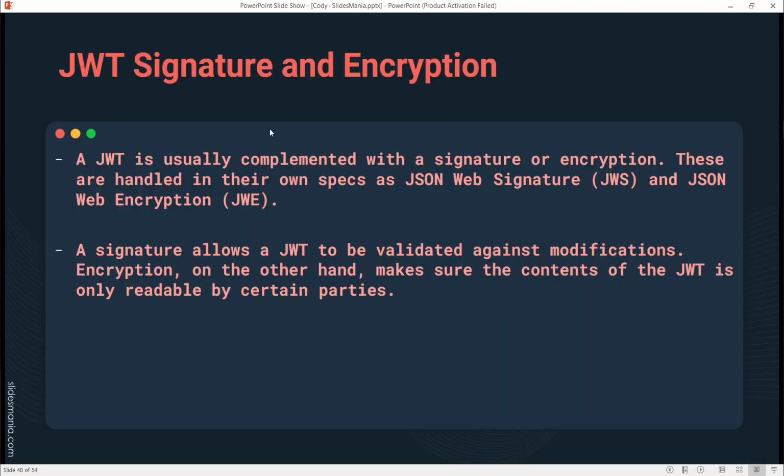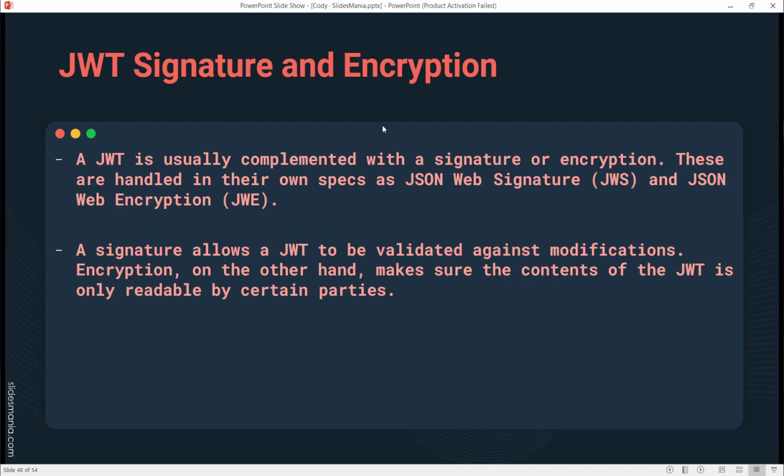So now about the JWT signature and encryption. JWT is usually complemented with a signature or encryption. They are handled in JOSE specs: JSON Web Signature, JWS, and JSON Web Encryption, JWE. So you can search on Google. A signature allows a JWT to be validated against modification. Encryption, on the other hand, makes sure the content of the JWT is only readable by certain parties.